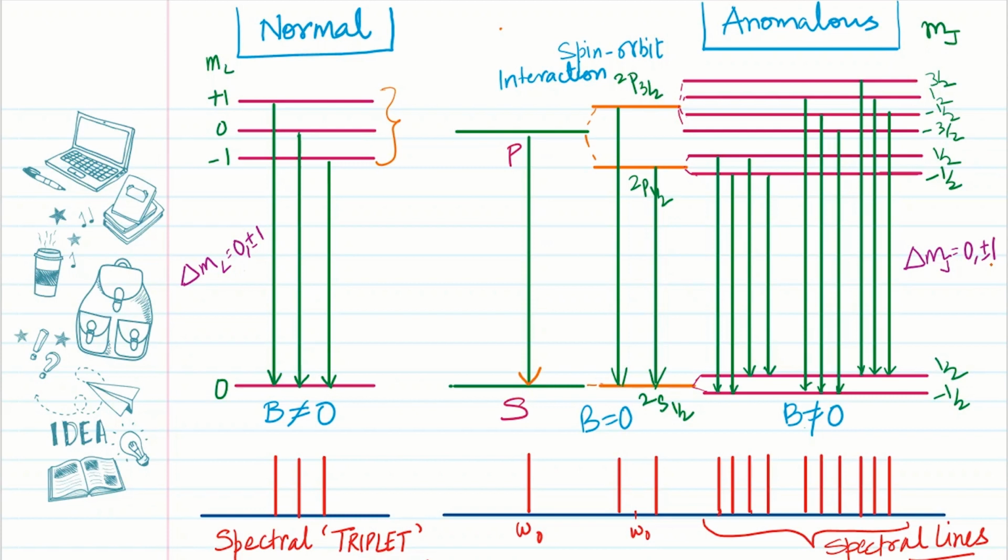Using these selection rules we get these transitions, and we can see that there are several lines in anomalous Zeeman effect. There are more spectral lines in anomalous Zeeman effect, whereas we see a triplet in the normal Zeeman effect. So this is the basic difference between anomalous and normal, and we can see how both effects work and how these are different from each other. So this is the solution.